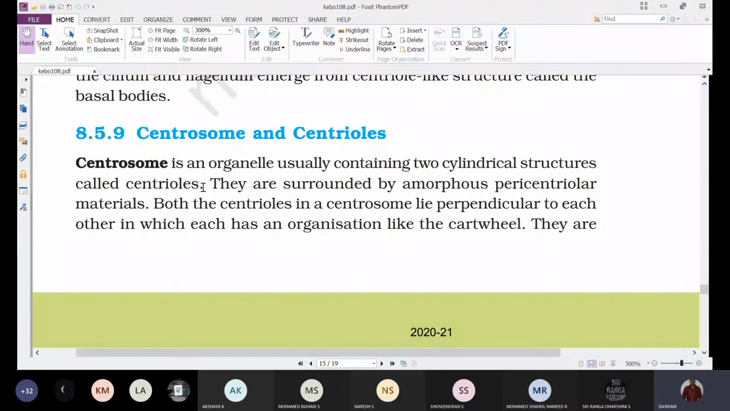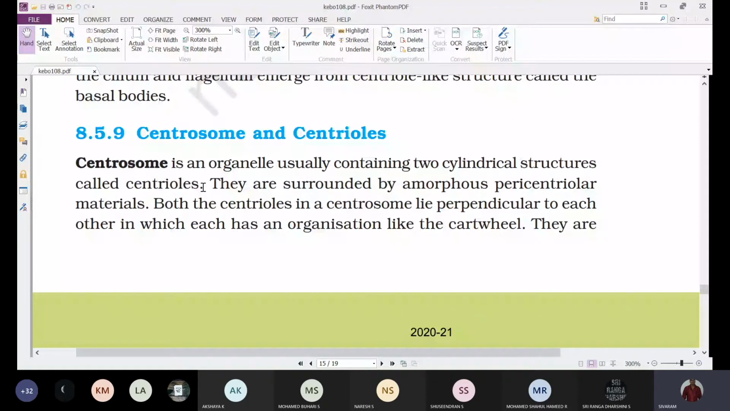And next, they are surrounded by amorphous pericentriolar materials. Amorphous means powdery, like wheat flour or some other powder. These are surrounded by an amorphous, that is a powdery, substance, pericentriolar material. Peri means around the centriole, we'll find some powdery substance.